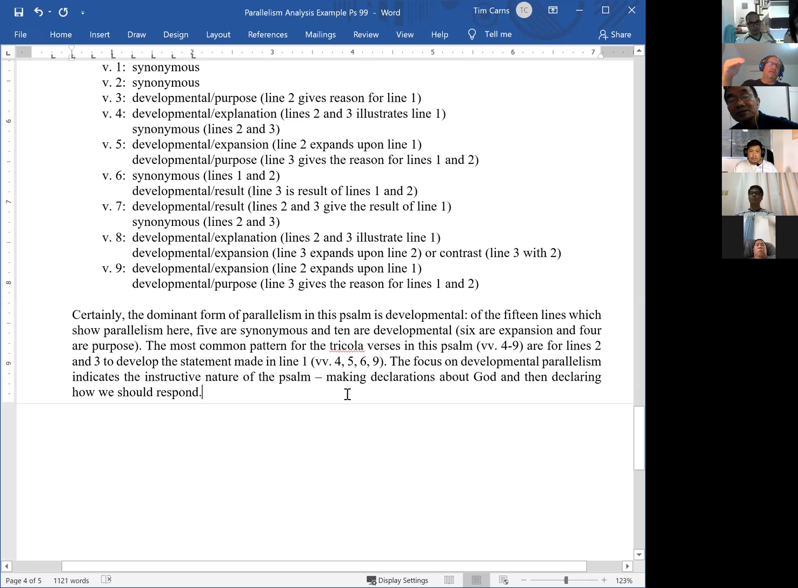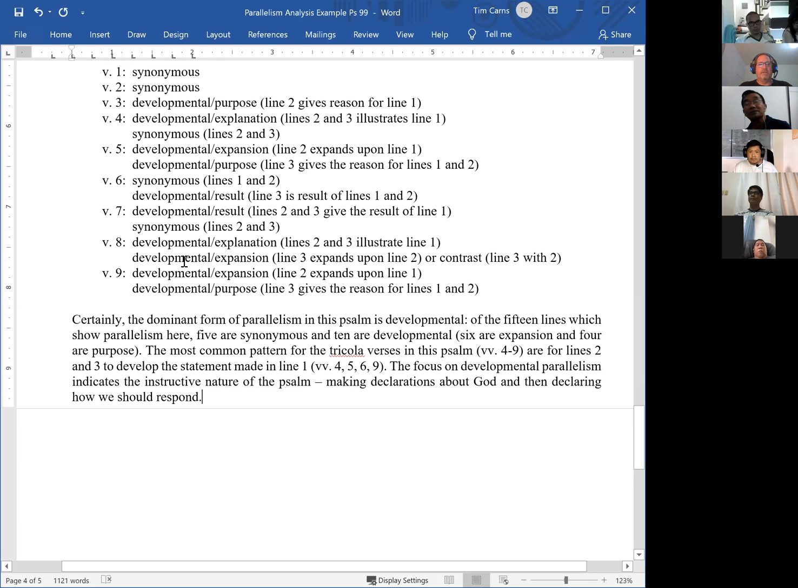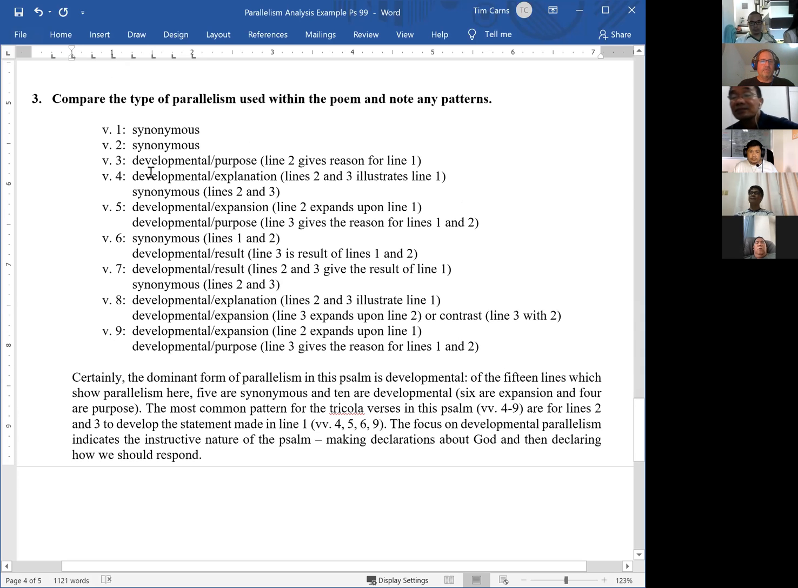It makes declarations about God and then how we should respond. So I felt the large number of developmental parallelisms here was consistent with the psalm giving instruction. I didn't really comment on another pattern, because synonymous parallelism is spread throughout: verses 1 and 2, and 4, 6, 7. So I didn't make a comment on the pattern. Again, this step is simply you thinking about whether there is a possible pattern, or whether the type of parallelism used most has some connection to the meaning of the psalm, the tone of the psalm, something like that.